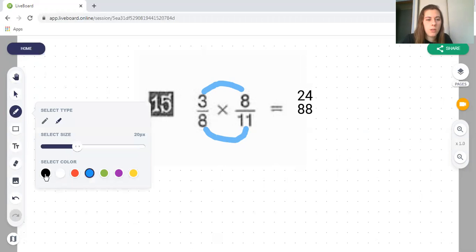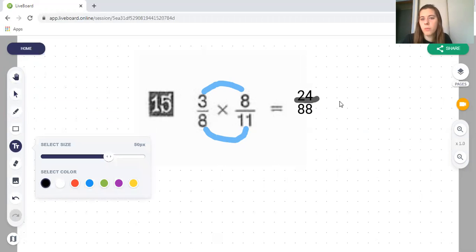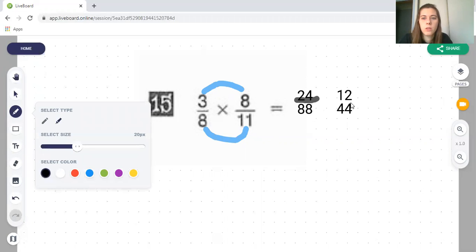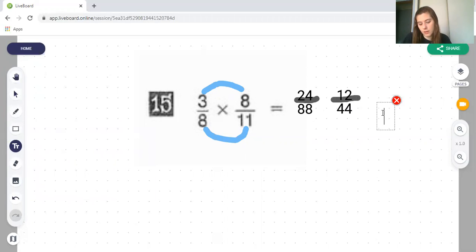And this can be simplified by dividing it by 2 for sure. Maybe dividing it by more. Let's try it by 2. So 24 divided by 2 is 12. And dividing 88 by 2, I should get 44. And I do believe this can be simplified again by 2. So let's do 12 divided by 2 is 6. And then 44 divided by 2 is 22.